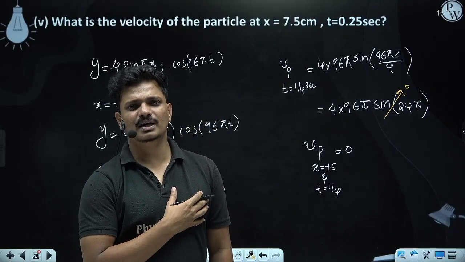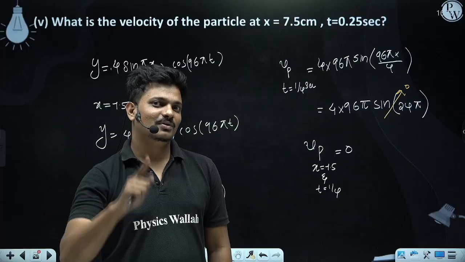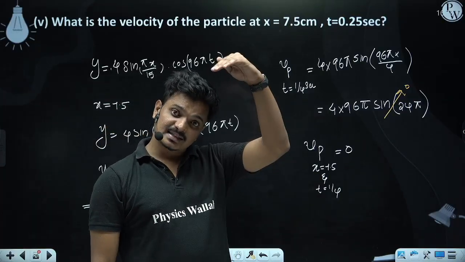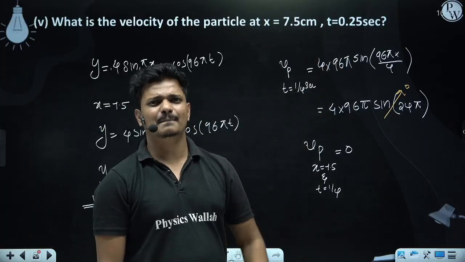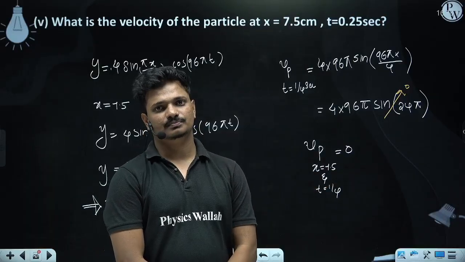Velocity of particle is 0, it's an SHM. So where do we get 0 velocity? At the extreme position. That means the particle is at the extreme position. That's why the velocity is 0.